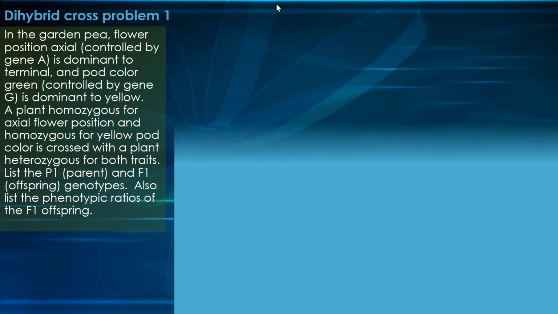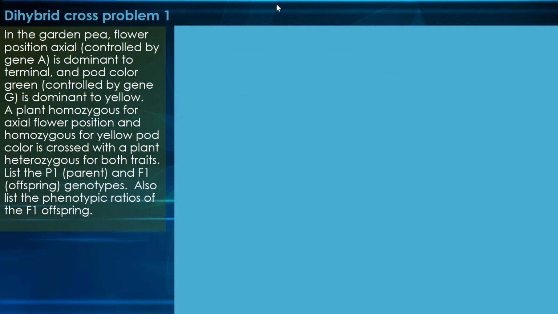We've got a plant that is homozygous for axial flower position and homozygous for yellow pod color, crossed with a plant heterozygous for both traits. So let's get listing our alleles here. Always use the same process: alleles, traits.